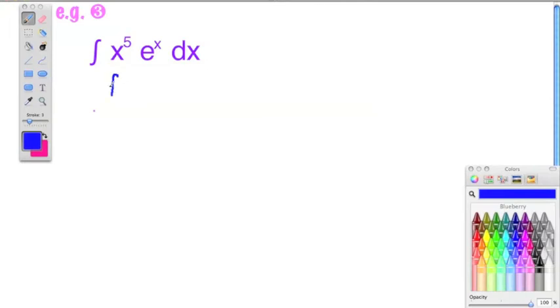So this exercise requires us to use the tabular method. We will divide into 2 columns, which are the differentiation column and the integration column. For the differentiation part, we will use x to the power of 5, and we will integrate e to the power of x dx.